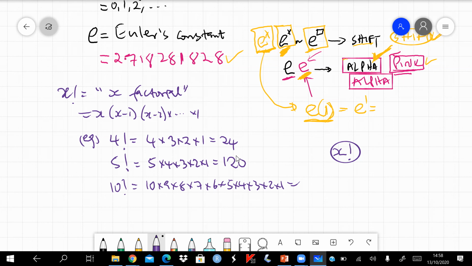Then finally, we have this item we are calling lambda in the formula. This is the parameter, the only parameter that is used in the Poisson distribution. If you recall, in the case of the binomial, we had two parameters, n and p, two items that must be there for the binomial distribution to be fully defined. For the Poisson, we only need one parameter, which we denote here by lambda. And we can define this as the mean number of successes. That's what we call lambda.